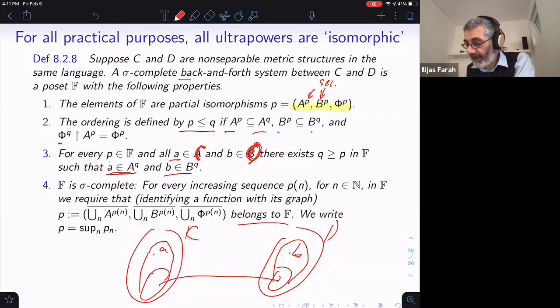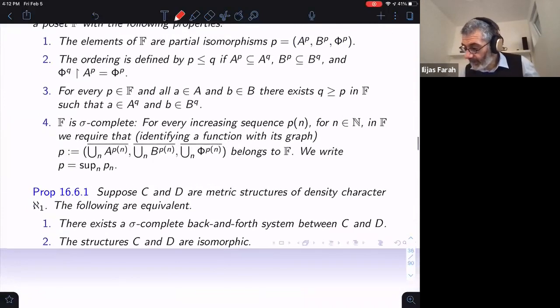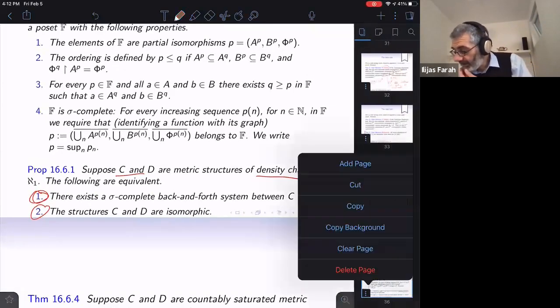It's called back and forth because of A and B. So A is back and B is forth, looking here, and the sigma-complete part is here. So at countable stages, you don't exhaust your structure. Now, okay, this is a definition that one has to stare at for a while to absorb it. But I'd like to argue that you've seen it several times, except that in the case of the continuum hypothesis, it is much easier to look at. So let's take a look at this. If C and D have density character Aleph 1, then the assumption of the existence of such a structure is as strong as an isomorphism. And you've seen the proof.